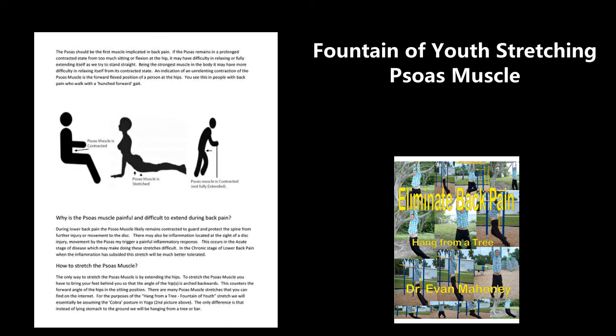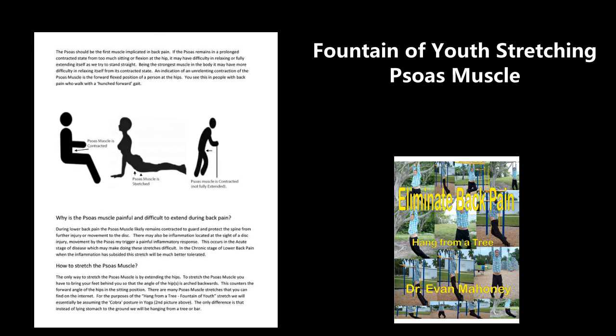How to stretch the psoas muscle. The only way to stretch the psoas muscle is by extending the hips. To stretch the psoas muscle, you have to bring your feet behind you so that the angle of the hips is arched backwards. This counters the forward angle of the hips in the sitting position.